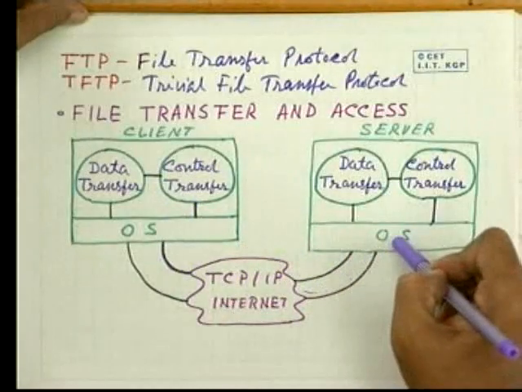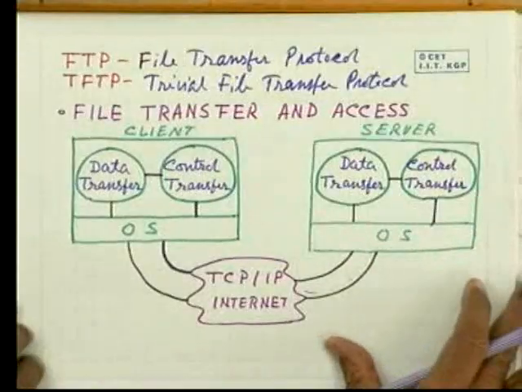So, we find that using FTP, there are two processes, one for linking the two systems, and after the connection is established, the data transfer can be done. More than one data can be transferred, and after several data transfers, when the data transfer is complete, the link can be disconnected for future applications. So, this is how FTP works.